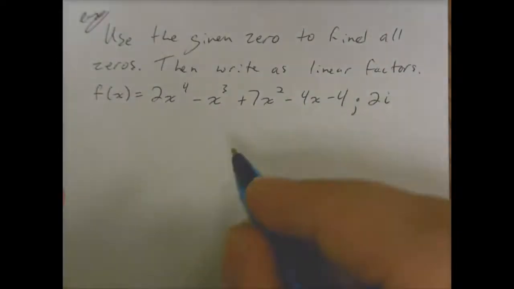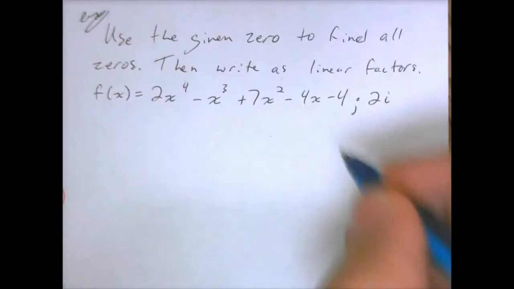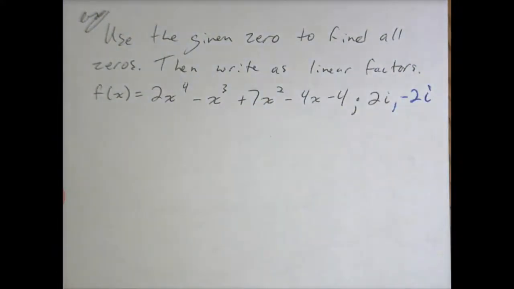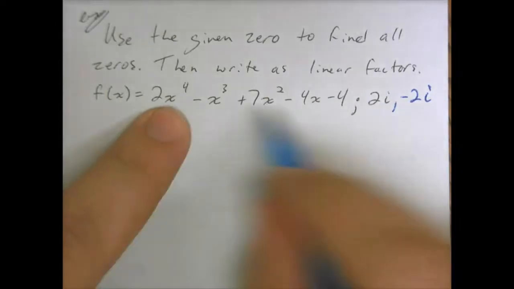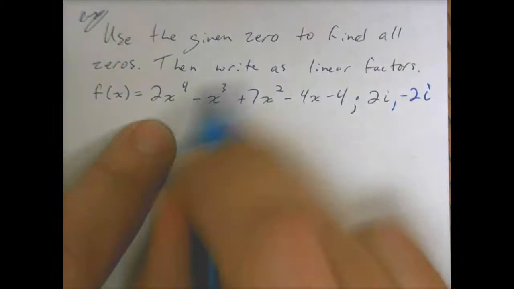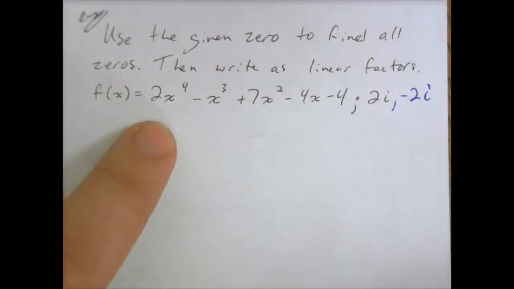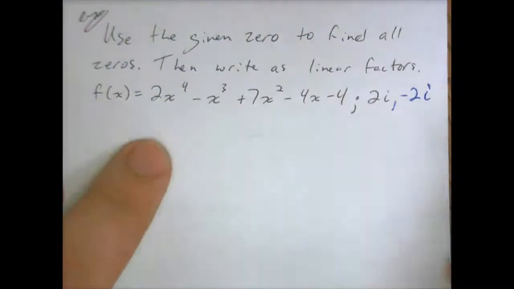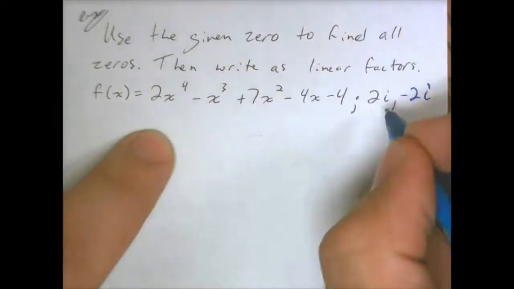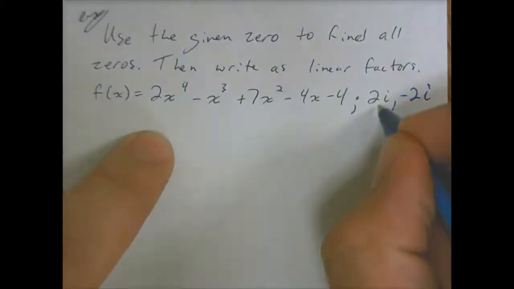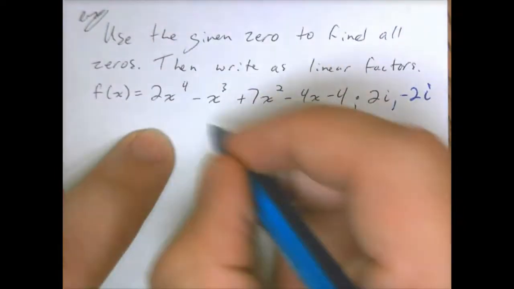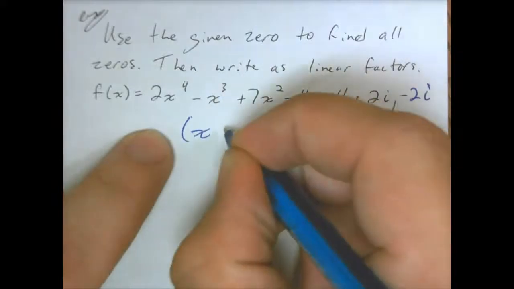Okay, so with this one, using the given zero to find all zeros, if we are given that 2i is a zero, then also negative 2i is a zero. I have my other zeros in here. There's only four possible. I already have two of them, so that means there's two stuck in here. Since I can't use synthetic division with imaginary numbers, what I can do is at least come up with something.